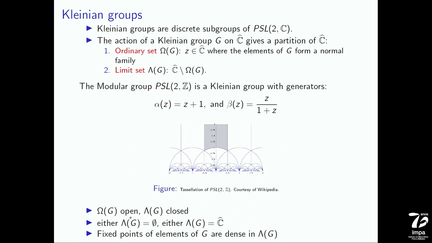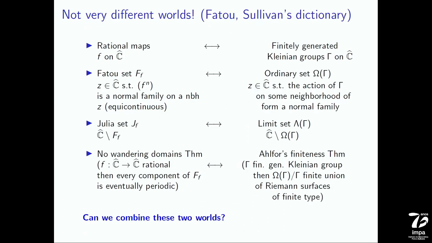So these two worlds, the world of iteration of rational maps on the Riemann sphere, and the world of action of Kleinian groups on the Riemann sphere are not that different, as the action of both of them gives a partition of the Riemann sphere into two completely invariant subsets, the domain of normality and its complement. In the case of rational maps, the domain of normality is called the Fatou set, and its complement is the Julia set. While in the case of Kleinian groups, the domain of normality is called the ordinary set, and its complement is the limit set. This is something that already Fatou realized about 100 years ago.